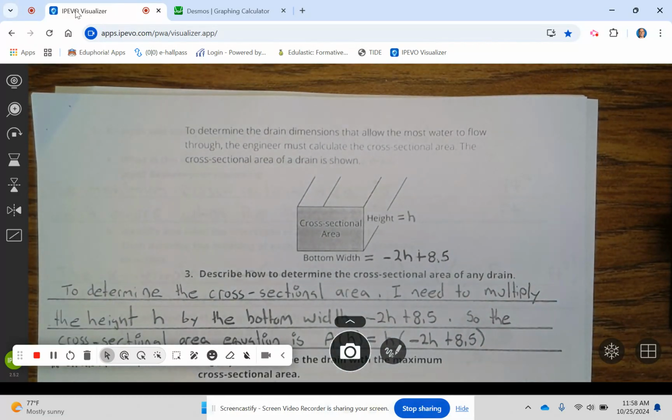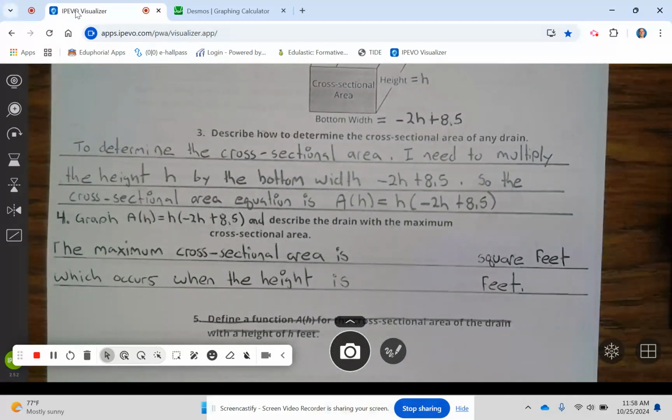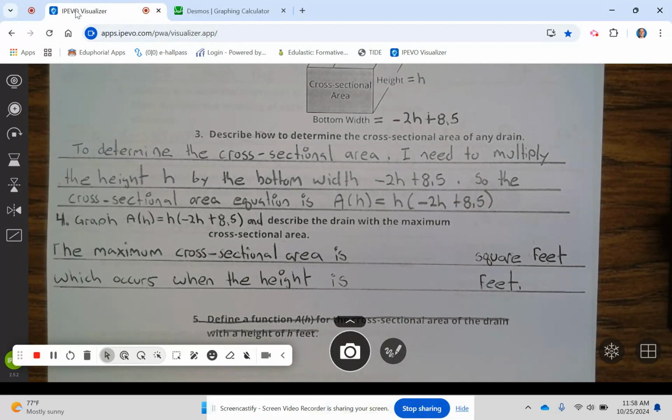To determine the drain dimensions that allow the most water to flow through, the engineer must calculate the cross-sectional area. The cross-sectional area of the drain is shown. 3. Describe how to determine the cross-sectional area of any drain. To determine the cross-sectional area, I need to multiply the height h by the bottom width, negative 2h plus 8.5. So the cross-sectional area is the equation A of h equals h parentheses negative 2h plus 8.5.